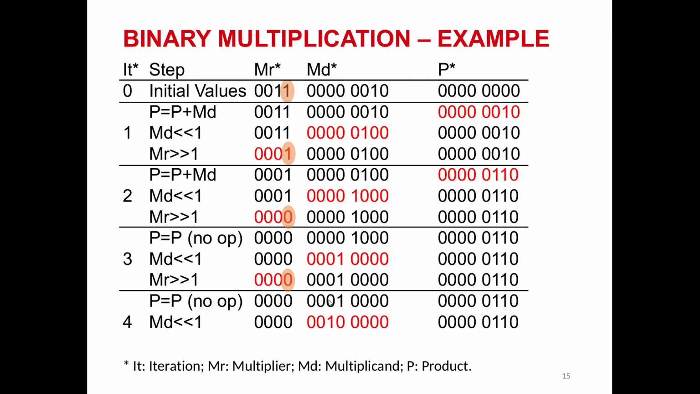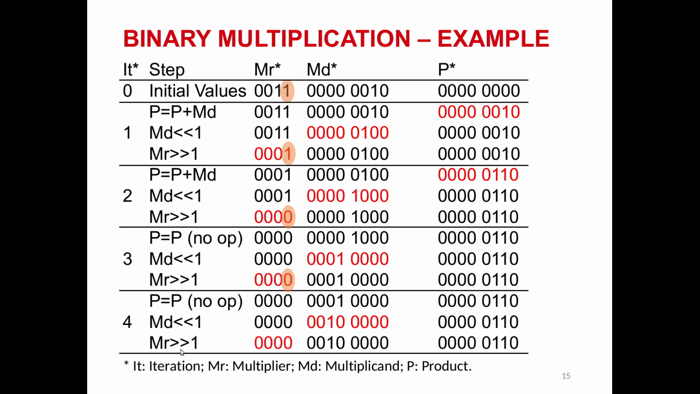multiplicand one bit further to the left, and shift multiplier one bit further to the right. And here you can see that multiplier has 4 bits, and so after 4 iterations we will stop our operation, and we can get the result of 0 0 0 0 0 1 1 0, that is value 6 in decimal.